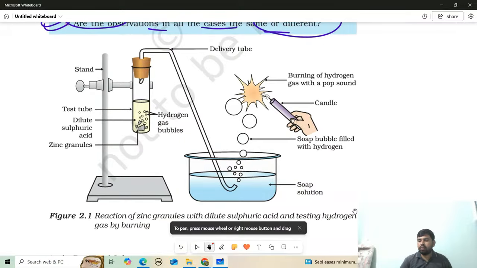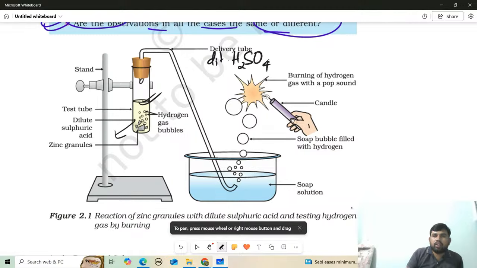Now see this activity. You take a test tube. In the test tube there is sulfuric acid. With sulfuric acid, let me write the reaction here. They took dilute sulfuric acid and are asking to add zinc granules. What happens here, we already know very well.